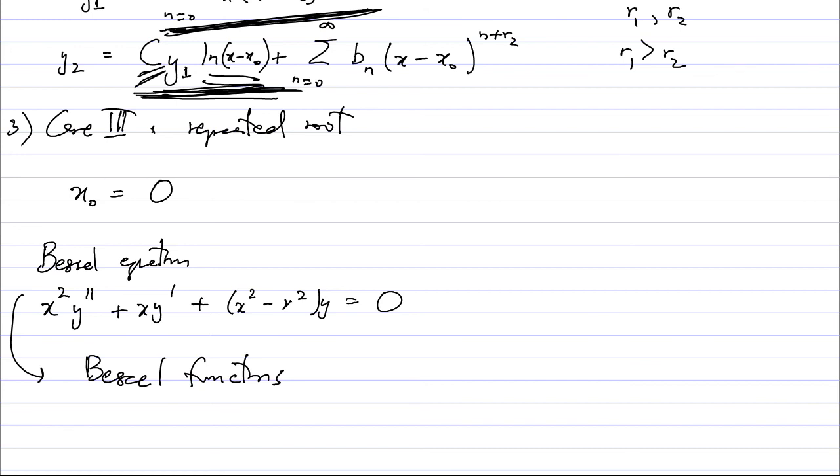You have two Bessel functions: the Bessel function of the first kind and the Bessel function of the second kind. These are two linearly independent solutions of this Bessel equation, and you can look up the properties of these functions. This nu, by the way, is a parameter. It is usually assumed to be a real number bigger than or equal to 0. This is known as the order of your Bessel equation.